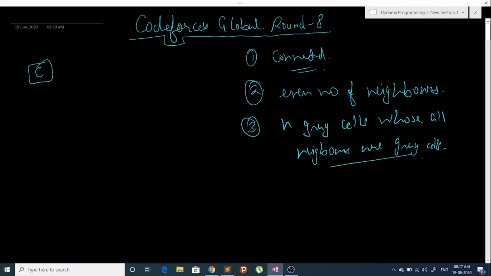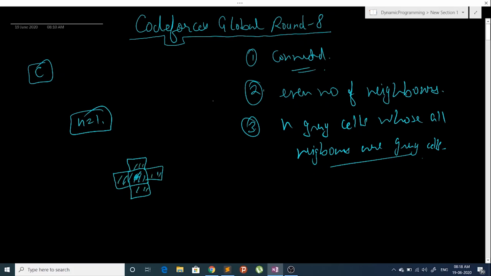Now, how can we do this problem? The first thing that came into my mind was what would be the solution for n equals 1. So I draw a cell and fill it with gray. Now I have to cover this cell with 4 neighboring gray cells. So I made a cell here, a cell here, and here and here. I fill them too.